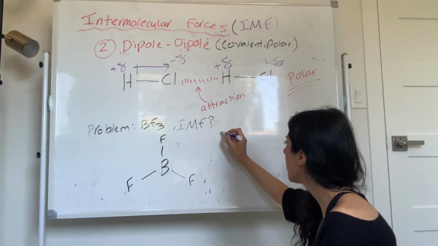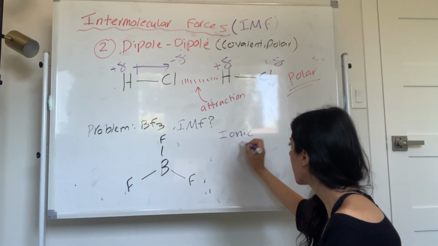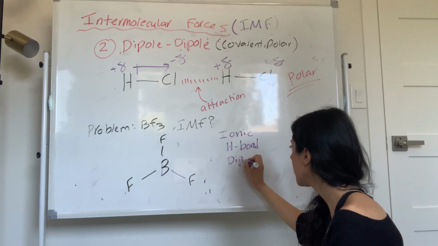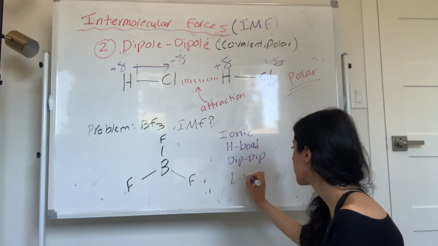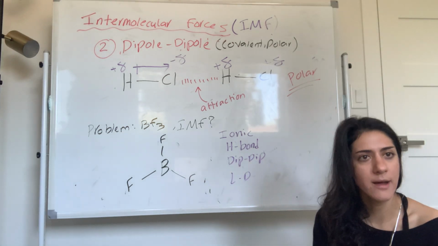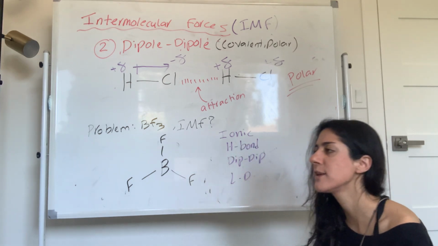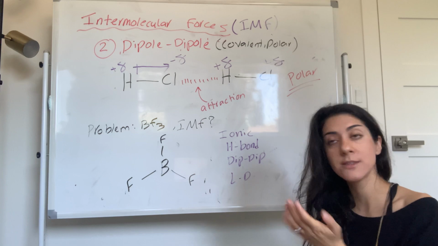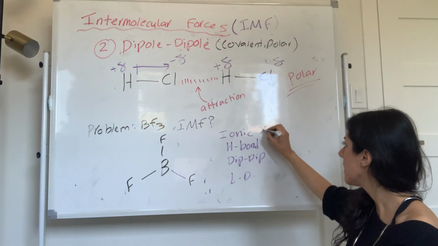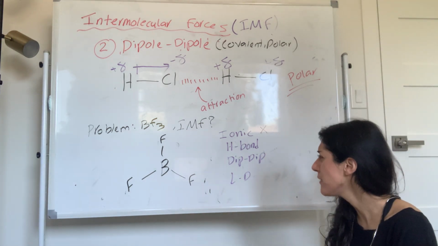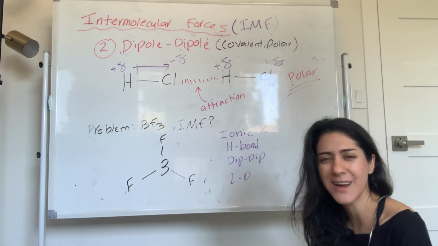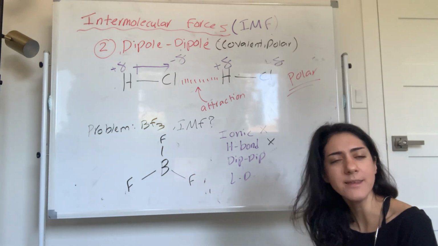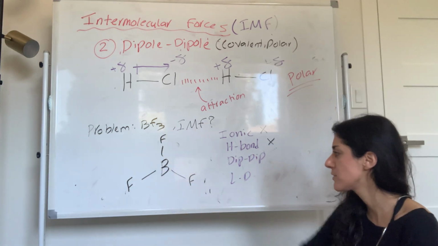Now let's go down the list together. We had ionic, we had H bonding, right? And then we have dipole, and then we have London dispersion. Is it ionic? It's not ionic, because to be ionic, you need a metal and a nonmetal, like NaCl. You need a metal and a nonmetal. So this is not ionic. So that is a no-no, okay? Is it hydrogen bonding? We don't even have hydrogen, right? No, it's not hydrogen bonding. Is it a covalent compound? It is a covalent compound because I have two nonmetals together.